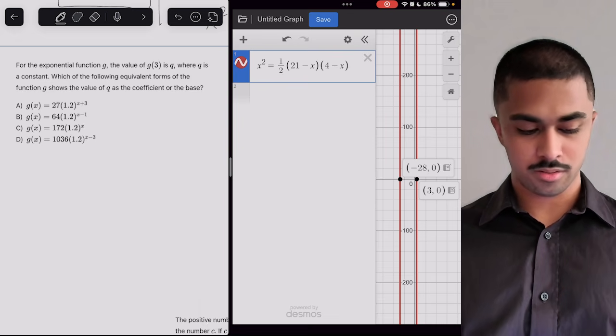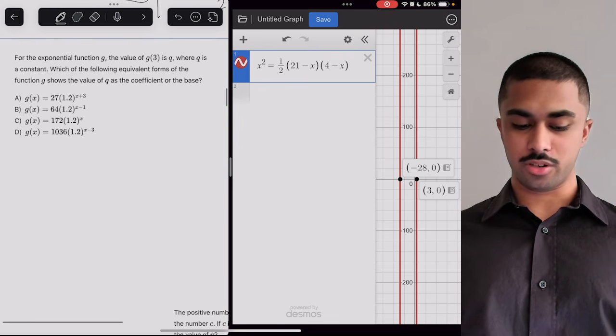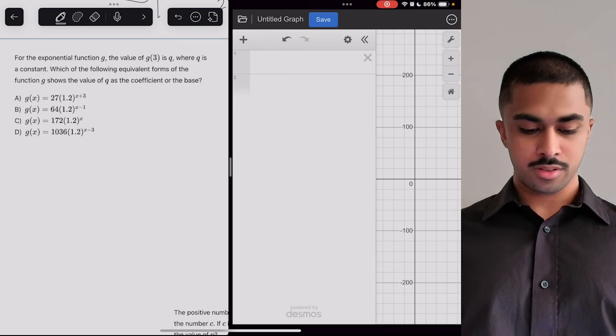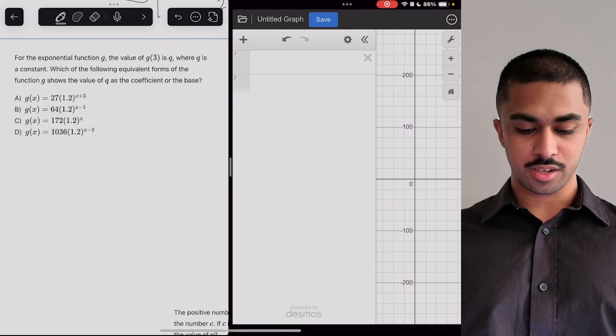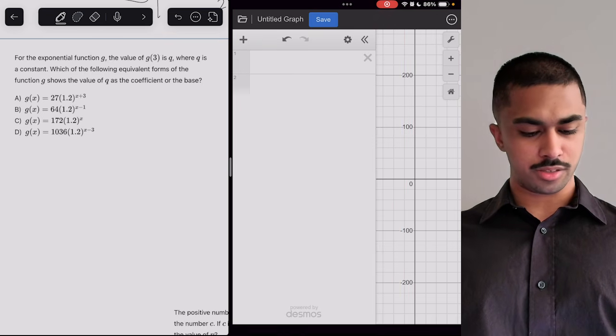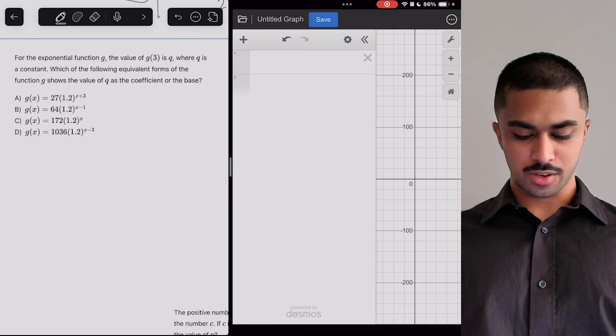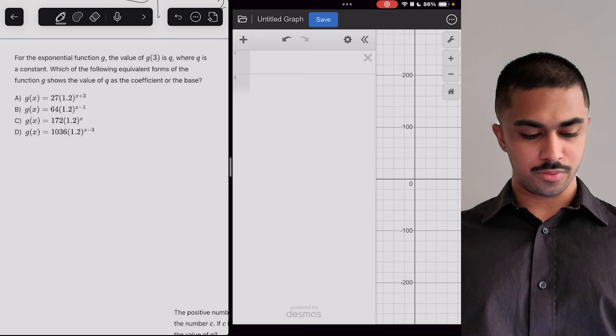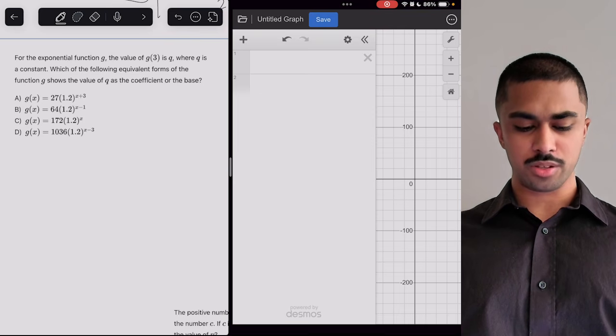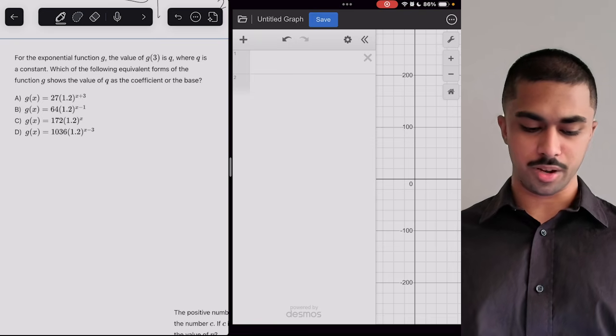Next one. For the exponential function, g, the value of g of 3 is q, where q is a constant. Which of the following equivalent forms of the function g shows the value of q as the coefficient or base?